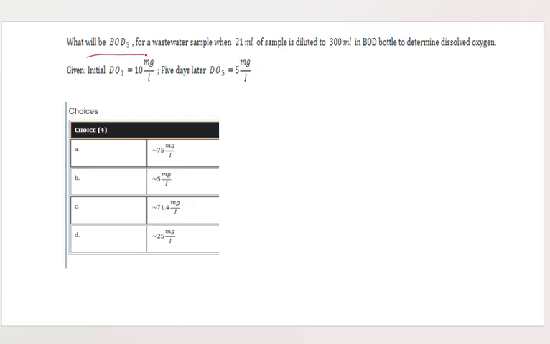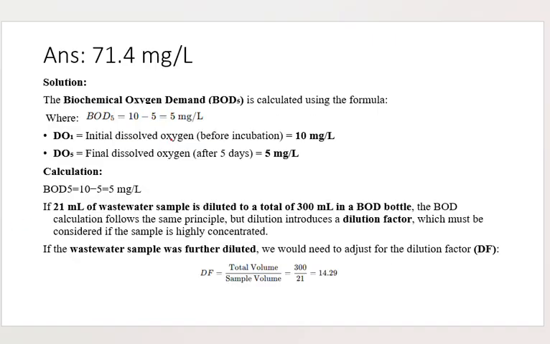So we'll solve another question. This is a little bit of mathematics. What will be BOD5? BOD5 means after 5 days. For a wastewater sample, 21 ml of sample is diluted to 300 ml in a BOD bottle to determine dissolved oxygen. Here the initial DO and the final DO are given. Here are the options. So the correct answer is C. Let's see the explanation. The answer is 71.4 mg.